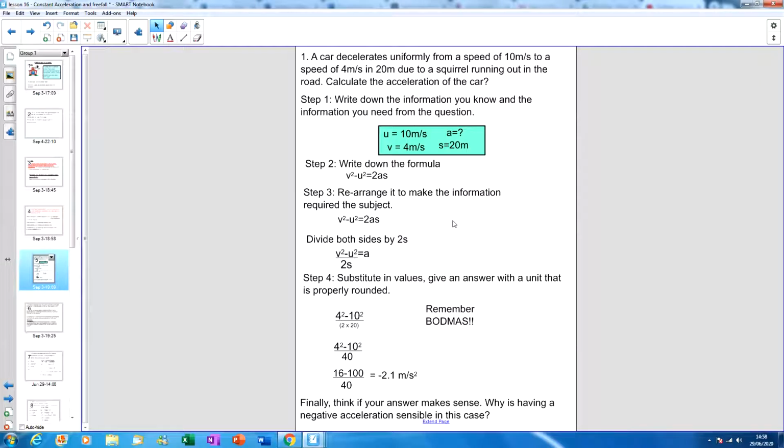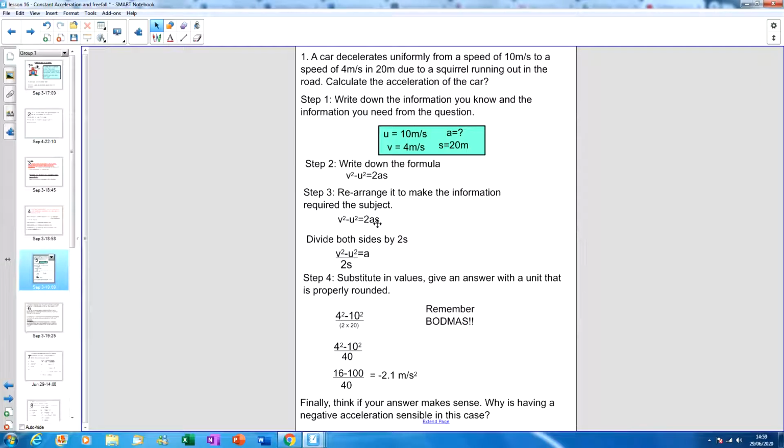So to get a on its own, you have to divide both sides by 2s. And then your equation turns into a equals v squared minus u squared divided by 2s. So if you're not confident in rearranging equations, it's really important that you admit that, and it's not a problem, you've still got time on your side, and that you go away and you learn the rules.